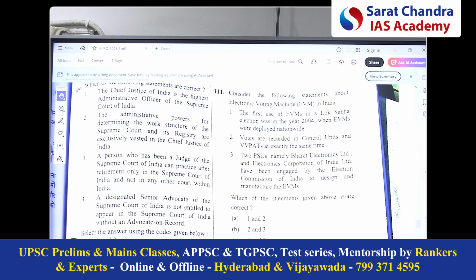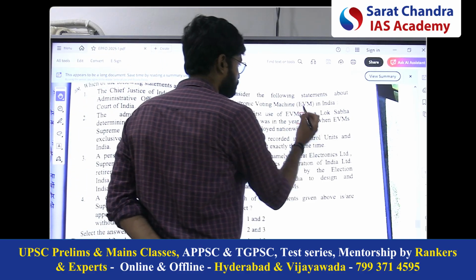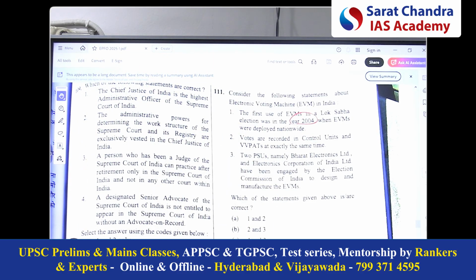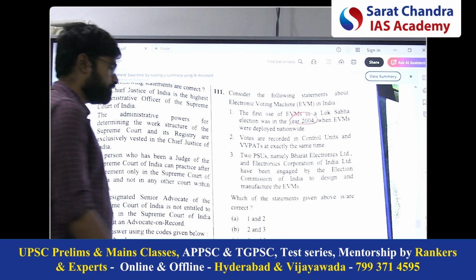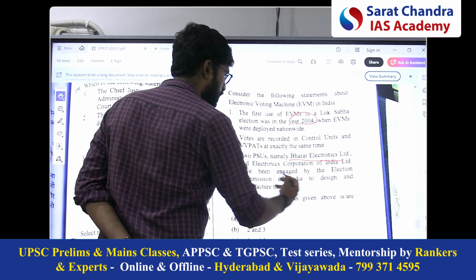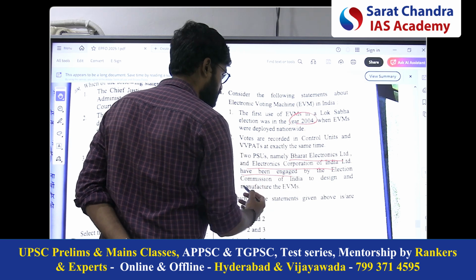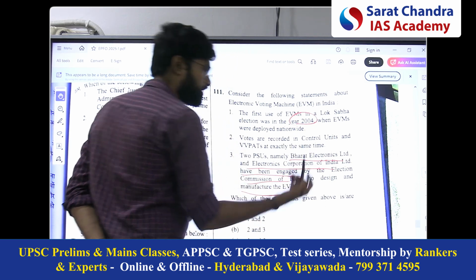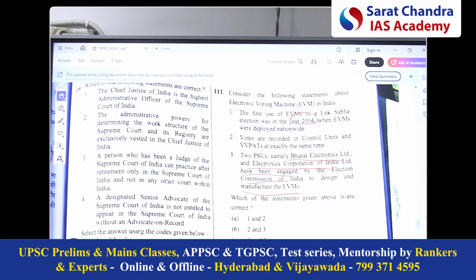EVMs, electronic voting machine in India. The first use of EVMs in Lok Sabha election was in the year 2004, when EVMs were deployed nationwide. EVMs were deployed nationwide, but the first use in Lok Sabha election was in 2004. Okay. Now second, votes are recorded in control units and VVPATs at exactly the same time. Then two PSUs, namely the Bharat Electronics Limited and Electronic Corporation of India Limited, have been engaged by the Election Commission of India to design and manufacture the EVMs. Only two PSUs in India.